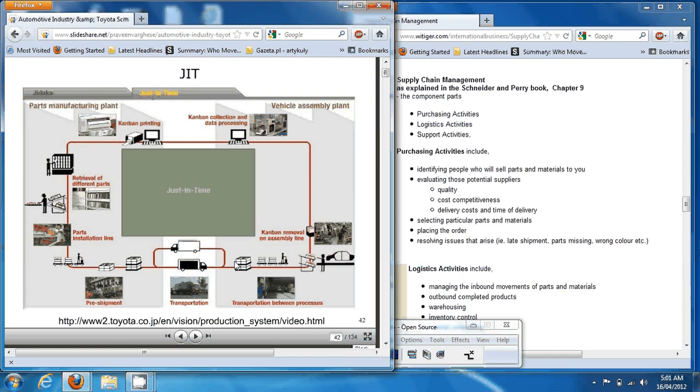Now, this would be the manufacturing plant here, and this would be, let's say, the warehouse. All this is the warehouse. It would be divided halfway into the screen.